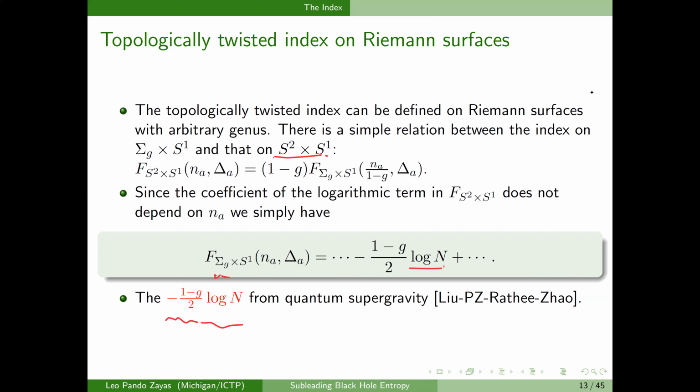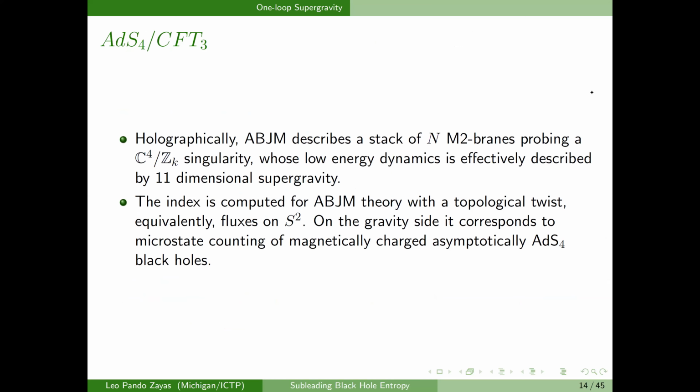All right, so now we're done with this introduction. So let's talk about the bulk now. Holographically, ABJM describes a stack of N M2 branes. They probe the C4 over Z_k singularity. And then the low energy theory, of course, we know is 11-dimensional supergravity. We don't know the full thing, as was already noted, but we know the low energy theory.